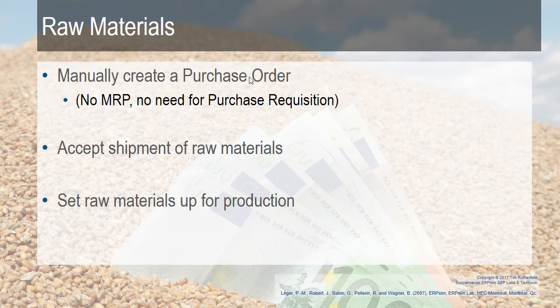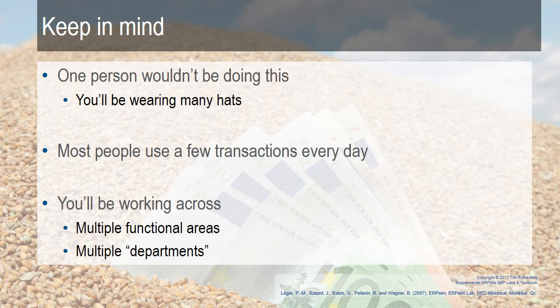Once you have completed the purchase order, you will accept shipment of the raw materials, and then you set the raw materials up for production. You're actually going to be doing 2 purchase orders, one for the food and one for the packaging, the box and the bag. Keep in mind, one person wouldn't be doing this. So throughout the labs, you're wearing many hats.